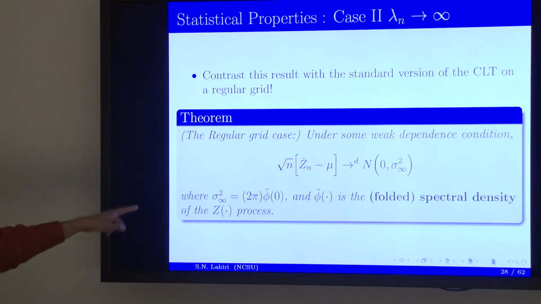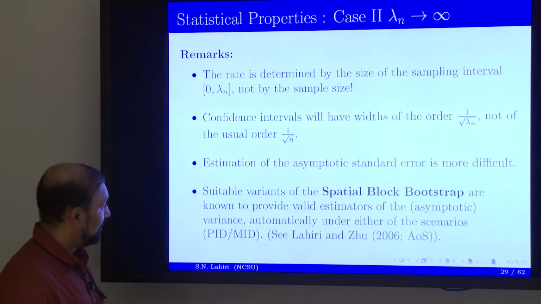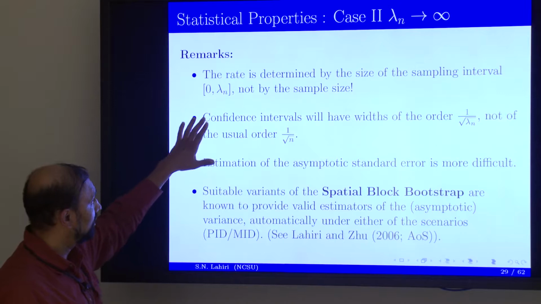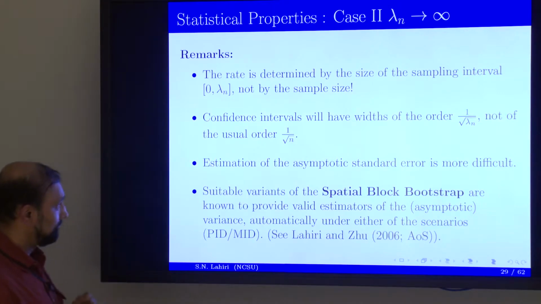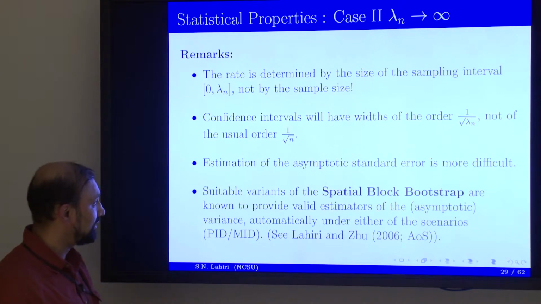I think I just talked about this one. This is the folded density. That's what happens in the regular grid case. And the implications are for confidence intervals: do not expect those to shrink at rate 1 over square root of the sample size. It is 1 over square root of lambda n.